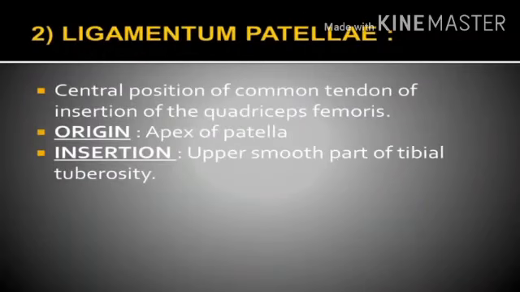Ligamentum patellae. The ligamentum patellae is the central portion of the common tendon of insertion of the quadriceps femoris muscle. Origin and insertion are not the same as for a muscle; they just indicate the attachment of the ligament. Origin is the place from where the ligament originates. So the origin is the apex of the patella, whereas the insertion is at the upper smooth part of the tibial tuberosity.